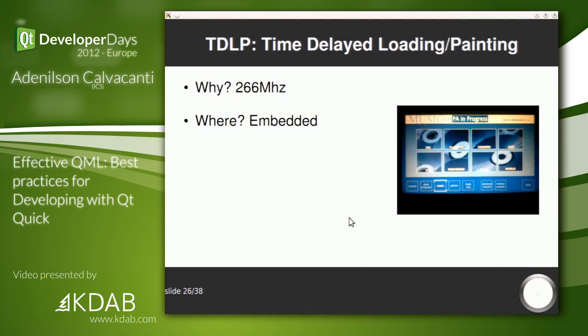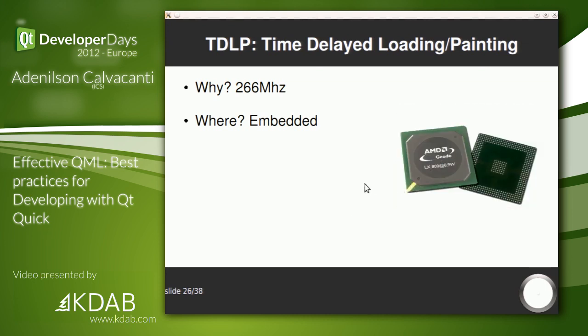Another thing, there is a technique I call time-delayed load and painting. What is the basic idea? Imagine that you have a really well-behaved QML application, but you are running on really slow hardware. How slow? Think about 266 megahertz. This little fellow, the Geode, is used commonly in the embedded space, as an example on Unix.